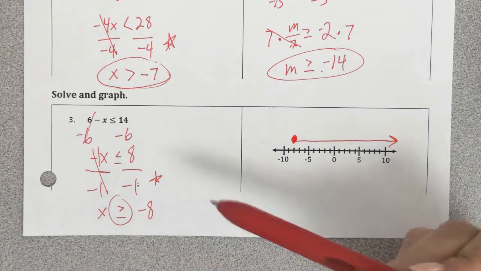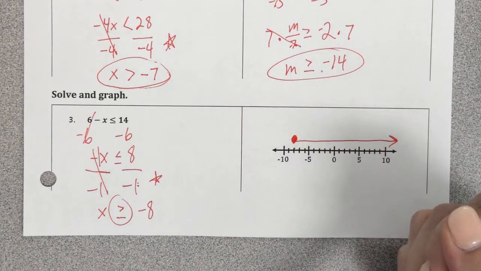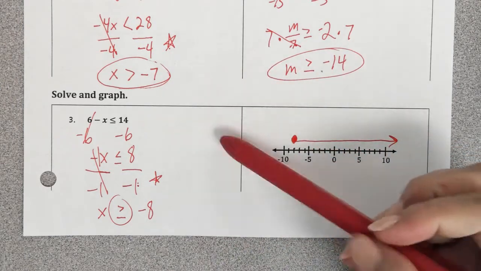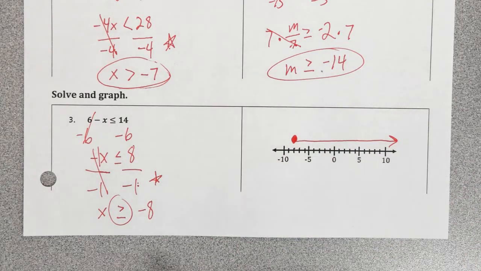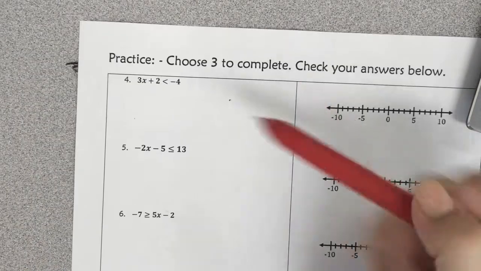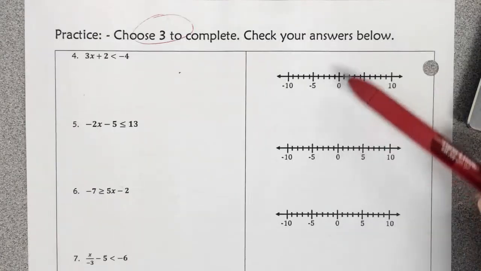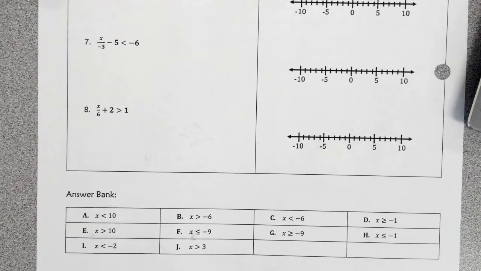All right, at this time, if you did not understand something, go back to that part of the examples and watch through it again before you move on. Make sure you understand these 3 examples. Once you feel fully comfortable with those 3, go ahead and flip the page and choose 3 of these problems to complete. You'll solve and graph, and then match your answers to the answer bank down at the bottom. Good luck!